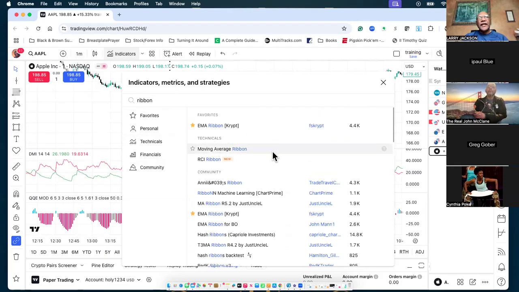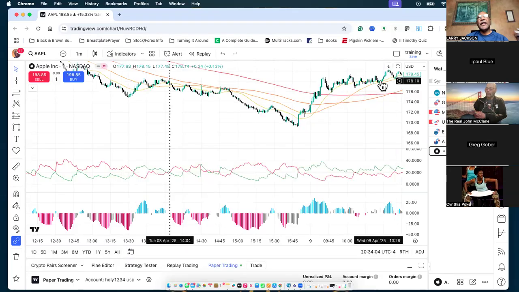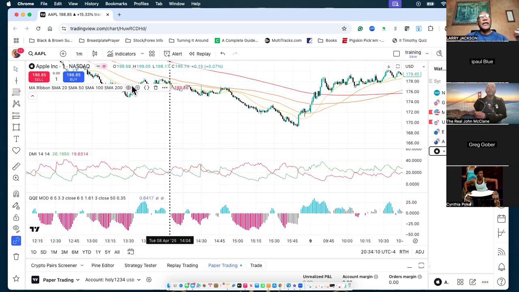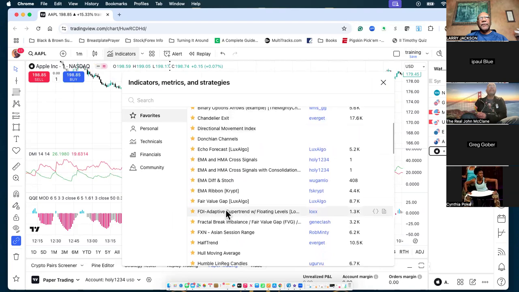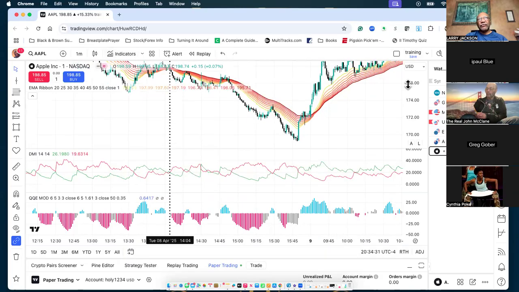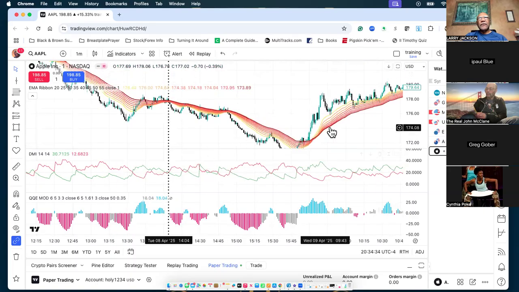So we're gonna put this moving average ribbon. See, it says moving average ribbon. Actually, we're gonna remove that. We're gonna take it off. We're gonna do the other ribbon, the EMA, exponential moving average ribbon, not just the moving average ribbon, but the exponential moving average ribbon.